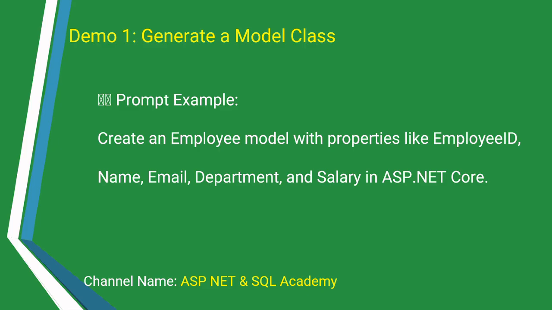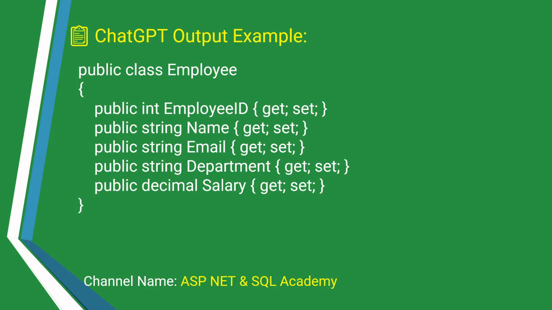When you give this simple prompt, ChatGPT instantly generates a complete C# model class ready to use in your project. No need to type each property manually. It saves time and reduces typos.